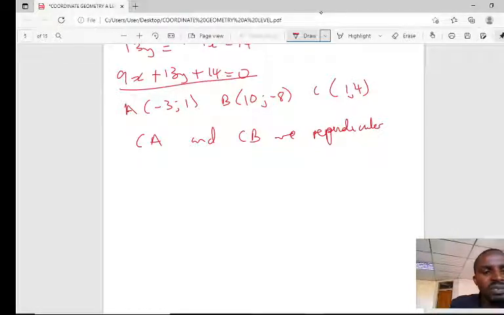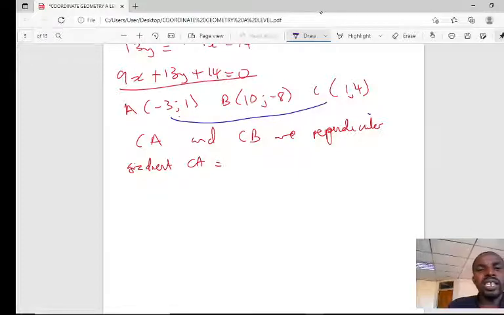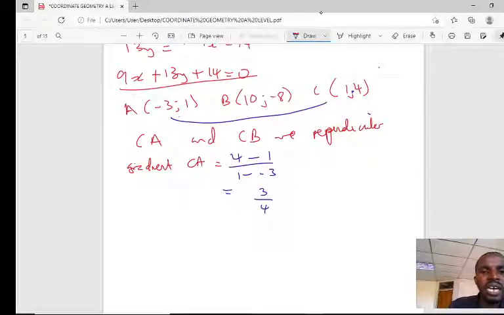Right, CA first, gradient CA. You take the point C and A, this point C, CA. So it will be y2 minus y1 over x2 minus x1. 4 minus 1 over 1 minus 3, which is equals to 4 minus 1, it's 3 over 1 minus 3. It's 1 plus 3, it's 4. That's CA. Now let's move on to find the gradient of CB.